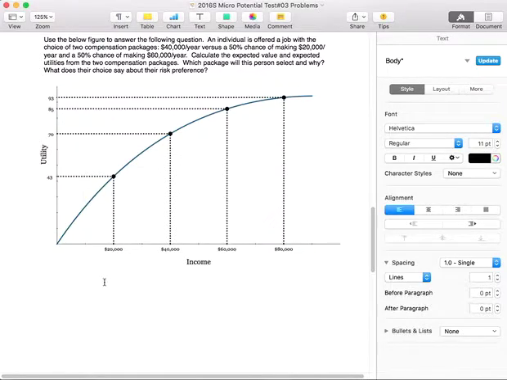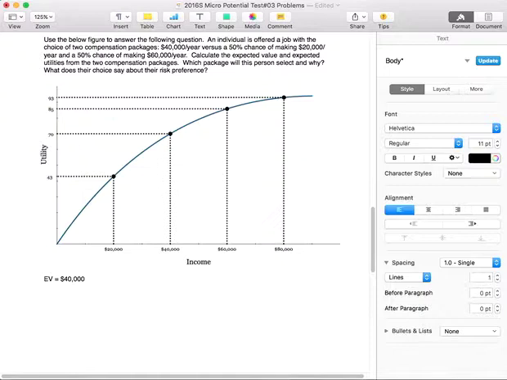So taking a look at this, if the person is guaranteed an income of $40,000, we know that the expected value of that compensation is going to be $40,000. So we're assuming they're not going to get fired during the year, or there's not going to be any issues, that they work for the entire year. So the expected value is going to be $40,000.